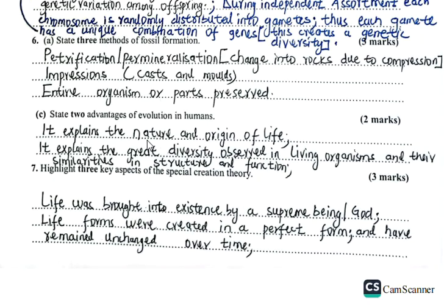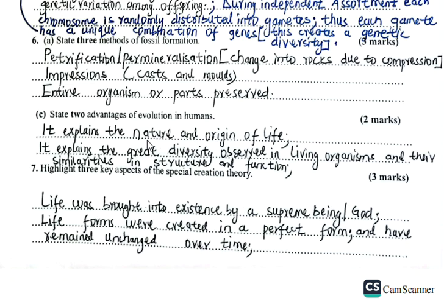Question 6a. State 3 methods of fossil formation. We have petrification or permineralization. This involves change into rocks due to compression. Then we have impressions like casts and molds. Then entire organism or parts preserved.